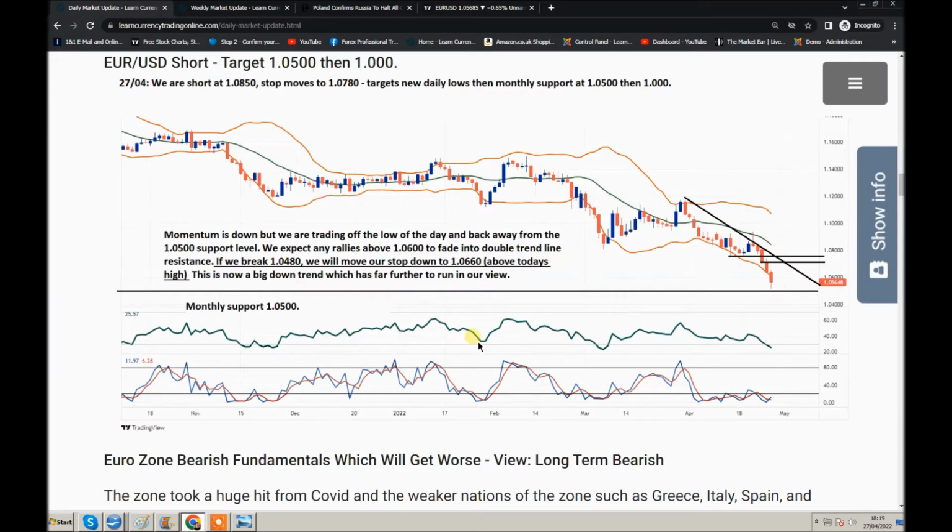In terms of our position, we're still holding it from 108.50. But we're now down at 105.64 when I uploaded the chart. We got down to 105.16.